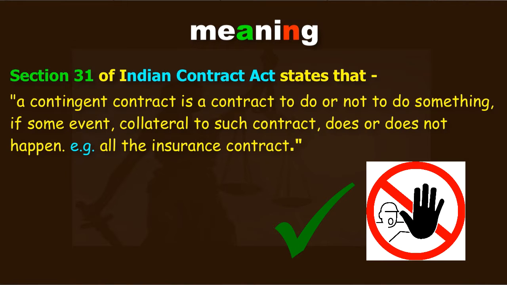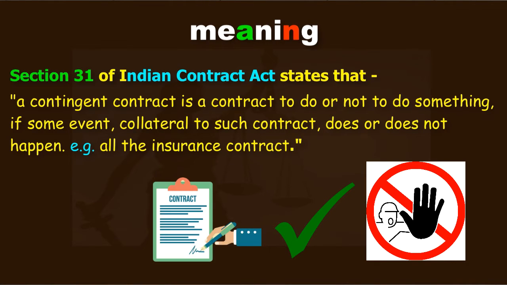Under a contract, if you ask someone to perform a certain task, that is a contract. And if you ask someone not to perform a certain task, that is again a contract. So both types of act are involved in this agreement. And the contract, as it is said here, if some event collateral to such contract does or doesn't happen, so that is a contingent contract.